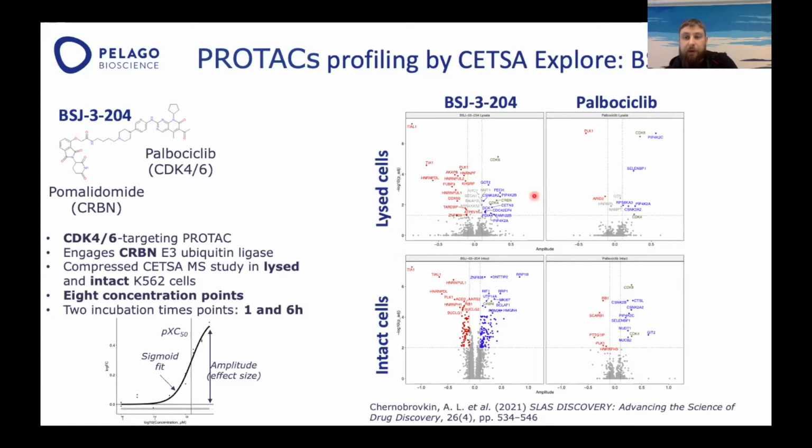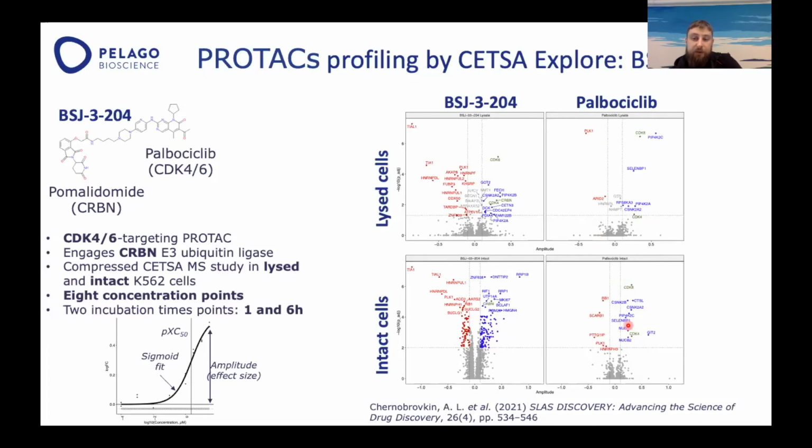And if we look at the palbociclib results in lysed K562 cells, we can see a very clear and specific binding profile of palbociclib, including stabilization of CDK6, stabilization of CDK4, some other off-target kinases being stabilized, and also destabilization of the PLK1 kinase. When we switch to the intact cells, when all the pathways are on, we can still see clear stabilization of CDK4 and CDK6 and off-target kinases.